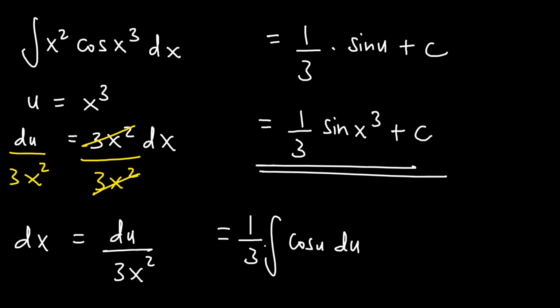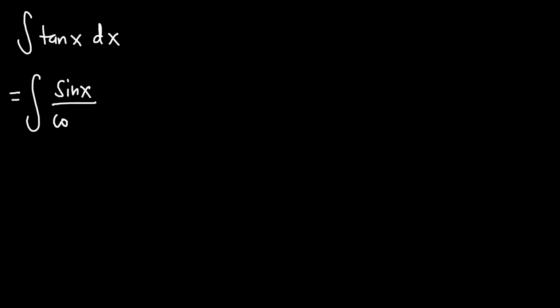And that's our answer. Now what if you were told to solve the integral of tangent x dx using U-substitution? This will be equal to the integral. Now tangent x is the same as sine x divided by cosine x, and then times dx.